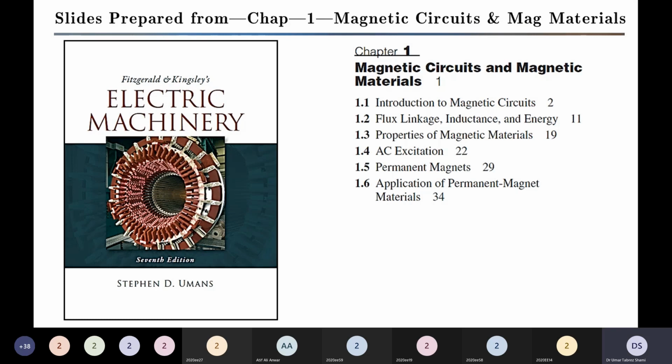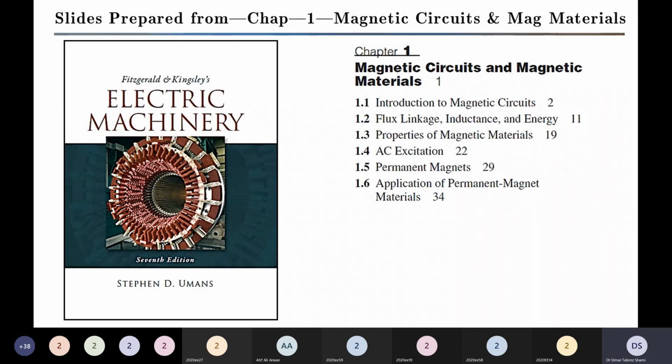Now we come to our first chapter. In this course, we will follow two books, both mentioned in the course outline. However, in today's lecture, we will follow the book being shown on the screen. The title of the book is Electric Machinery by Fitzgerald, Kingsley and Umans, and I am using the 7th edition. We are going to study chapter number 1 of this book.